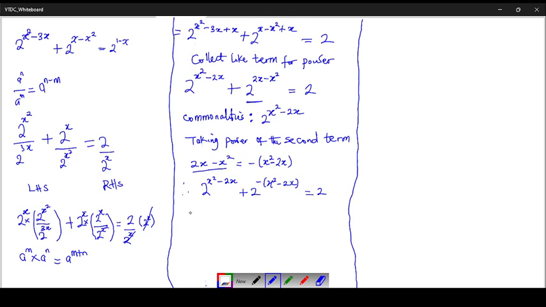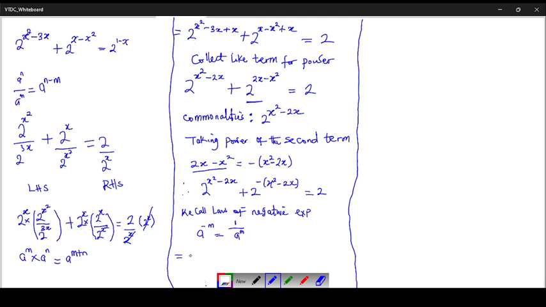But here we recall the law of indices, the law of negative exponent, which has that a raised to the power of negative m is the same thing as saying the reciprocal of a to the power of m. So at this point, I'm going to do that for the second term.